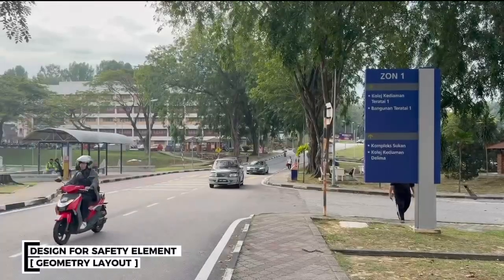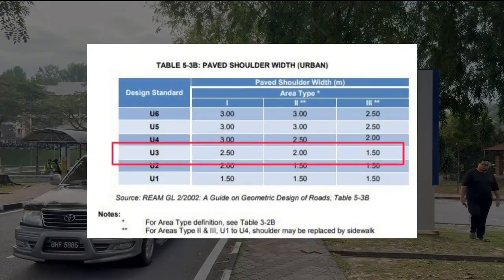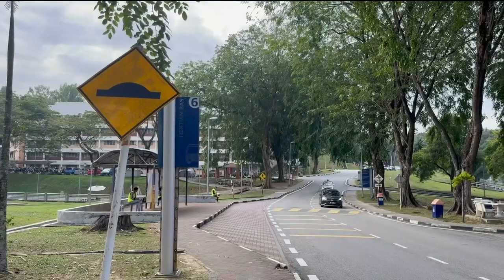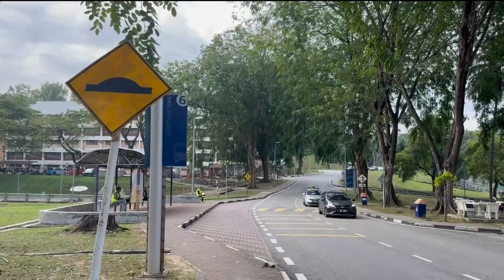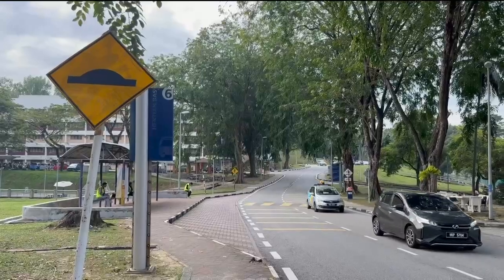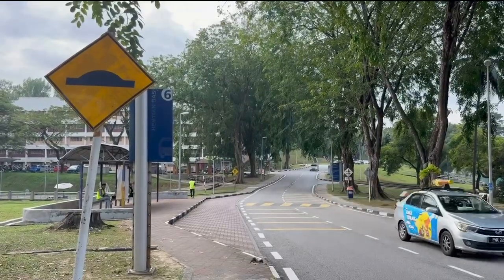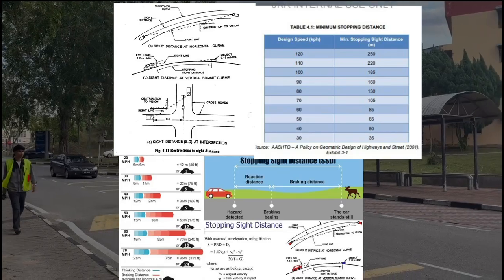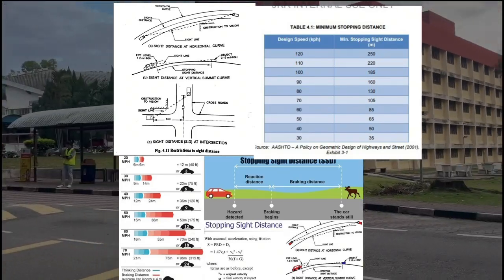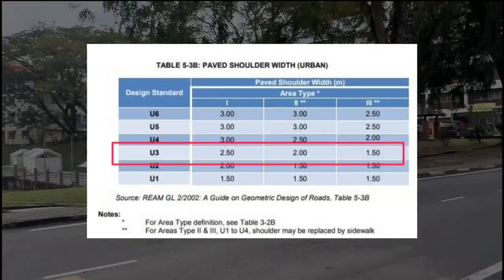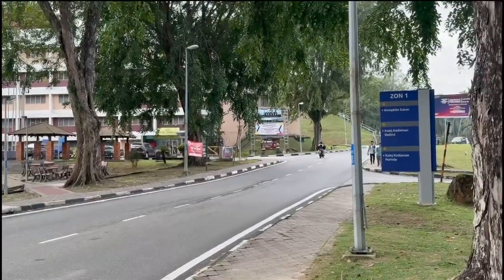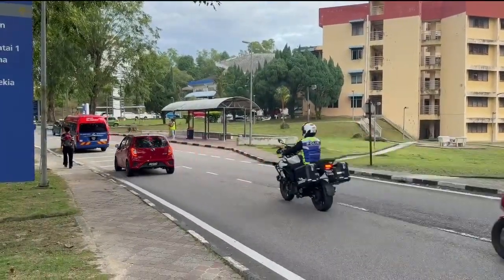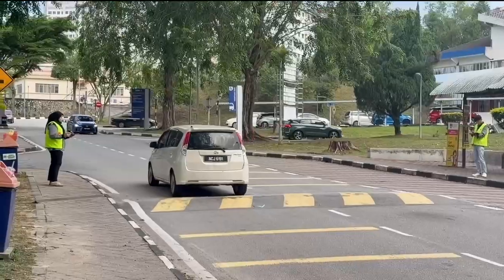The geometry layout of the road is designed in accordance with JKR U3 standards as outlined in Arahan Teknik Jalan 8/86. Since the road is straight, emphasis is placed on maintaining a clear lane alignment and providing adequate lane width and shoulders to ensure safe and comfortable vehicle movement. Vertical alignment is designed to provide sufficient stopping sight distance, allowing drivers enough time to react to obstacles, pedestrians or campus traffic. Shoulders of 1.5 to 2.5 meters provide space for emergency stopping and improve lateral clearance, enhancing overall safety. This measure based on JKR standards ensures the road is safe, visible and efficient for all campus users.